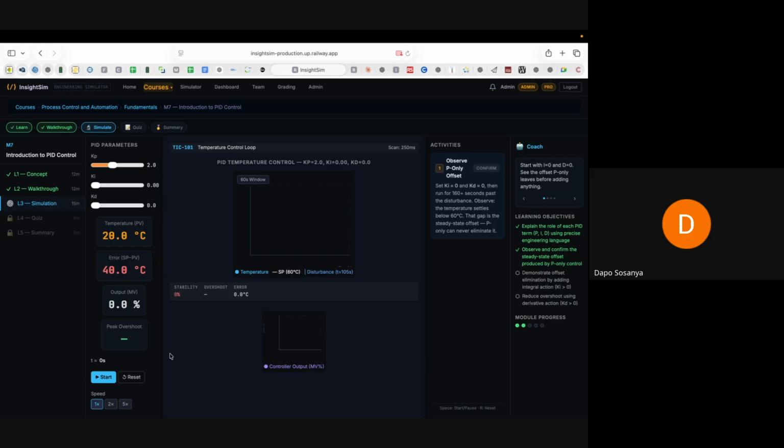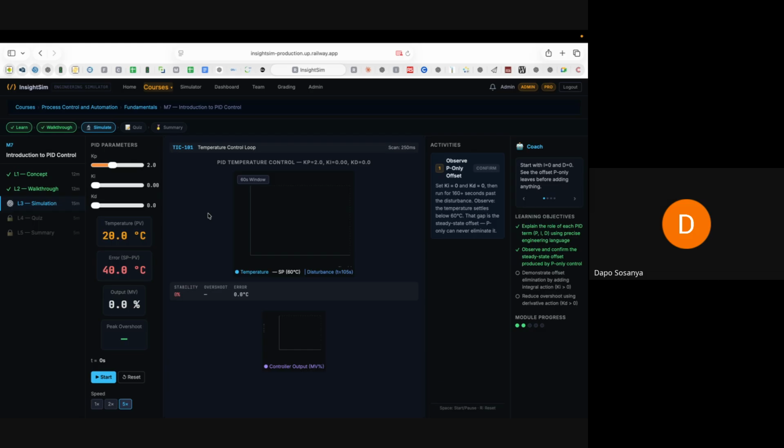All right. So these are the PID parameters, the KP, KI, and KD. The process temperature is 20 degrees Celsius. That's the PV. The error presently is 40, because SP minus PV is this. The output presently is MV. And then all of this. And this is the time, right? So let me just use the speed at 5x so that it runs us through.